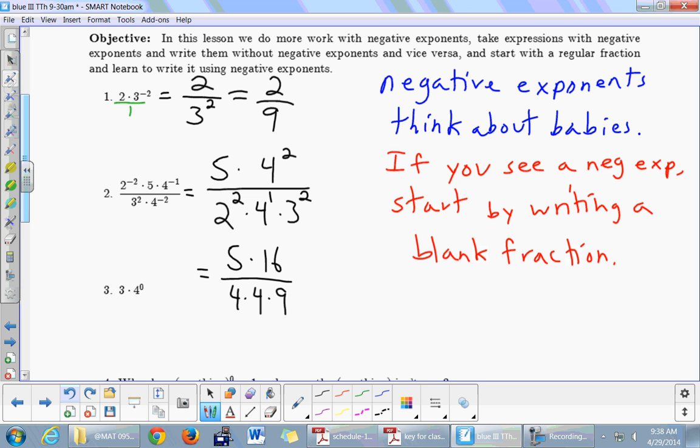Reduce. But it's far better to reduce now. So let's reduce now. Downstairs, I see 4 times 4, that's 16. I see that same thing upstairs. So the answer is 5/9, which is a whole lot better than going to 80 over 144 and then doing a lot of reducing.